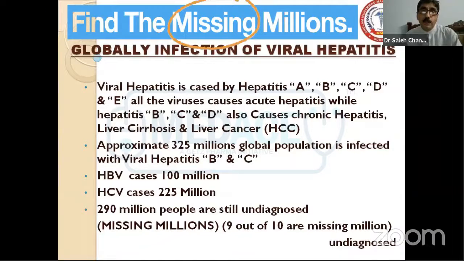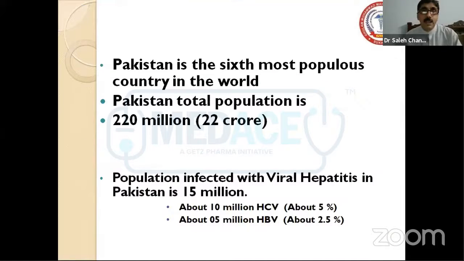Out of 325 million, 290 million people are still undiagnosed. Means 9 out of 10 are unaware of their disease. And these are known as the missing millions. Pakistan is the 6th most populous country in the world. Pakistan total population is 22 crore. And the population infected with viral hepatitis in Pakistan is about 15 million.